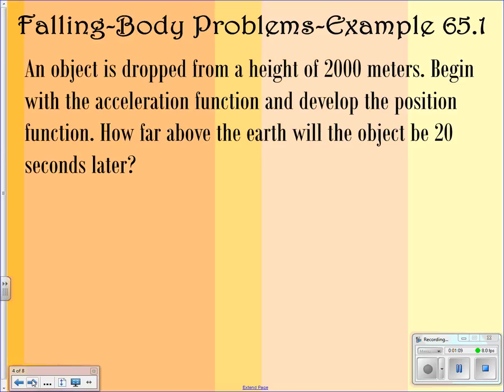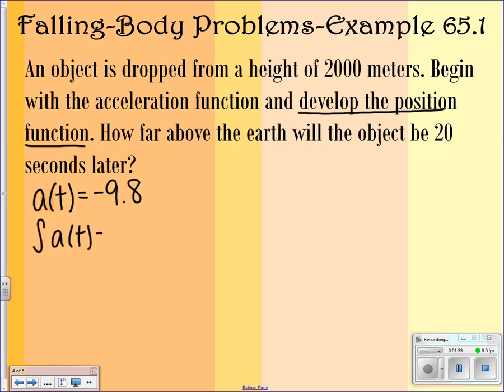So this one says, begin with the acceleration function and develop the position function. I know that some of you may be able to go straight to the position function, but we are going to practice actually developing it. So our acceleration function in calculus, we use negative 9.8 for our gravity. So that's our acceleration function. To go to velocity, we're going to integrate that. So if you integrate a of t, which is negative 9.8, you're going to end up with your velocity function, which is going to be negative 9.8t, and you do have a plus c because you integrated.